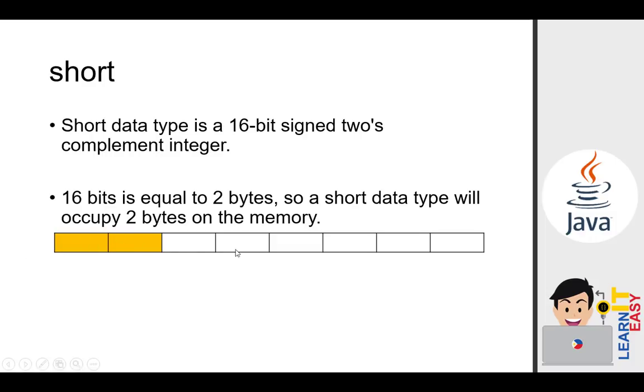So, as you can see, for example, again, this is our memory cell. When you declare a variable as short, it will occupy 2 spaces in our RAM. Short is classified as an integral data type, meaning hindi siya allowed na mag-store ng numbers na may decimal places. Whole numbers lang ang pwede niyang hawakan.